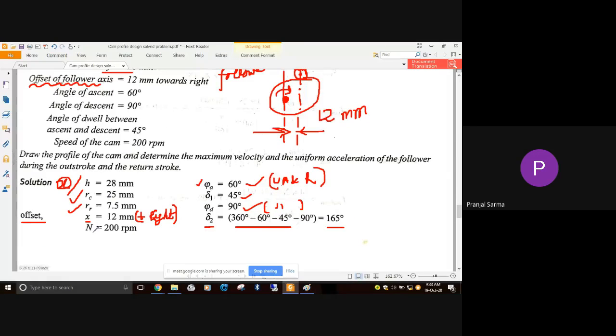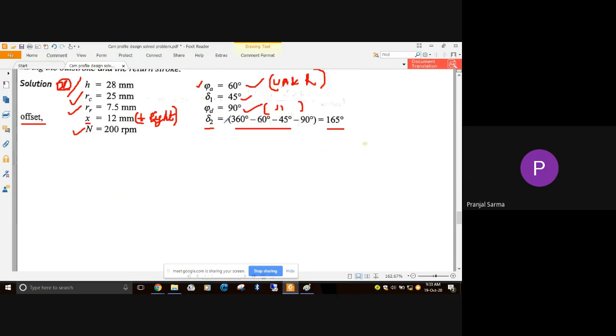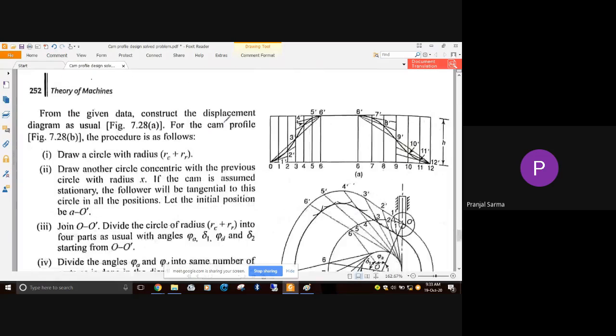And next, the speed of the cam is given as 200 rpm. These are the main given data. Now what is your task? You have to draw the profile of the cam, that means cam profile designing, and determine the maximum velocity and the uniform acceleration of the follower during both strokes, outstroke and return stroke. Outstroke means rise stroke or ascent stroke, return stroke means when it is coming down. For finding the numerical values you can directly use the known expressions. I hope up to this much everyone is clear. So let me know.